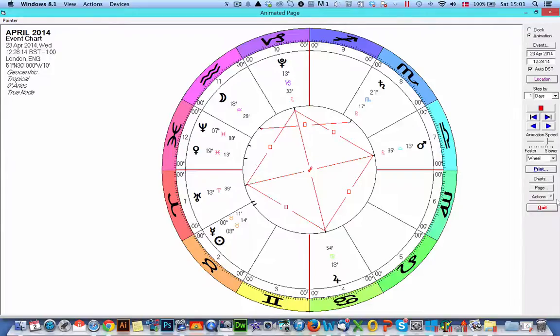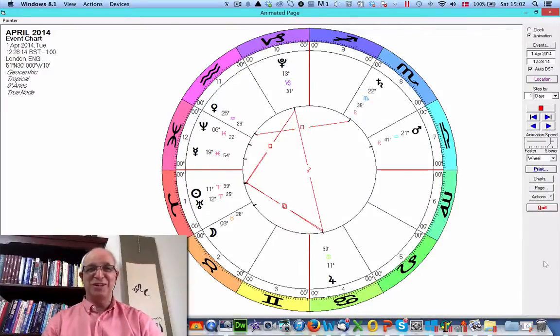So take a look at this. So this is the month of April. Normally I'll make two horoscopes for each sign for a month. I'll look at the new moon and the full moon, which are 2 weeks apart. And let's start with the 1st of April here.